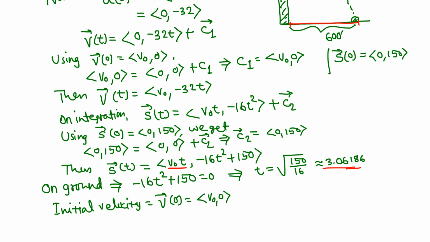So let's do that on the side. We have v naught t equals 600, the horizontal, and we found t. So divide by 3.06: v naught is 600 divided by 3.06, and that comes out to be 195.96.